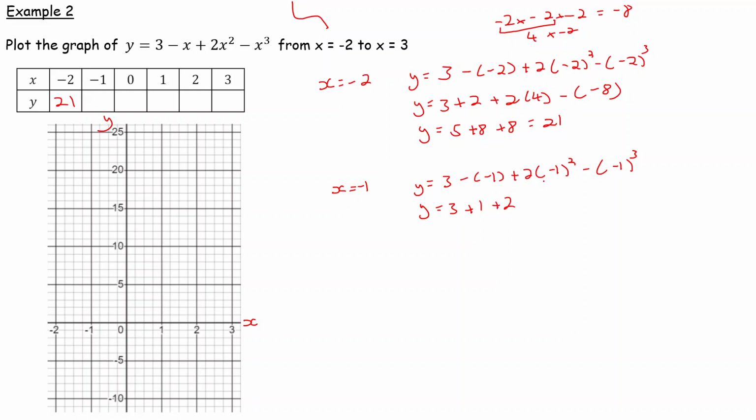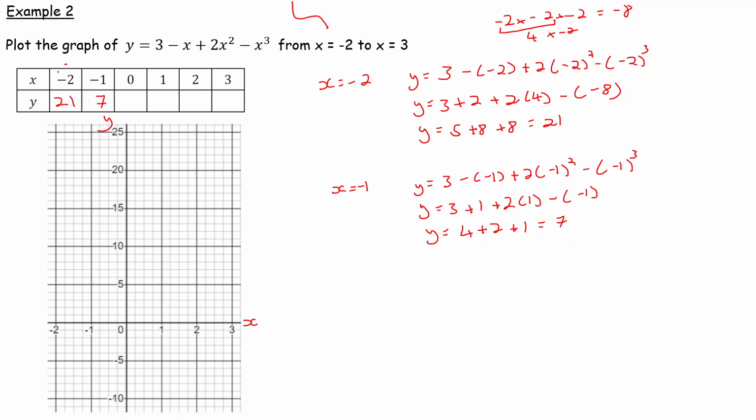times -1 squared, just this bit here, becomes positive 1, you're squaring a negative, so 1, take away this bit here, and in the bracket we've got -1 cubed, again, well -1 times by -1 is plus 1, times -1 again gives you -1. And put it all together, so we've got 3 add 1 is 4, plus 2, take away -1, so plus 1, so 4 add 2 is 6, add 1 is equal to 7. So when x is equal to -1, y is equal to 7.